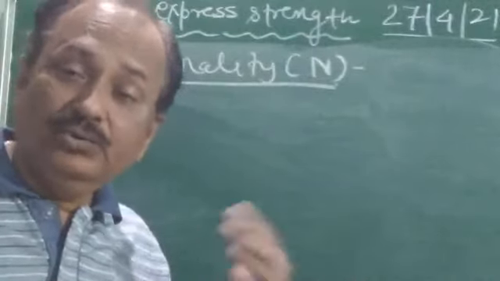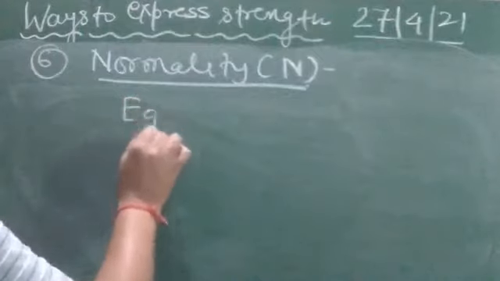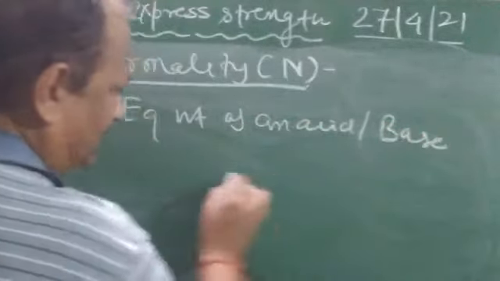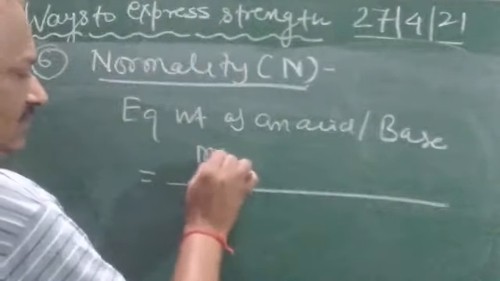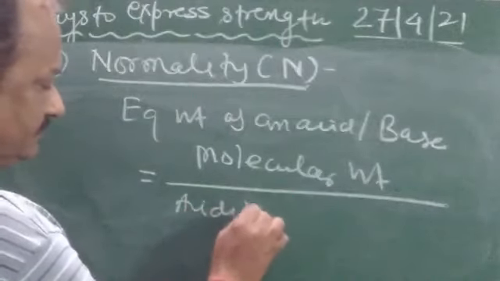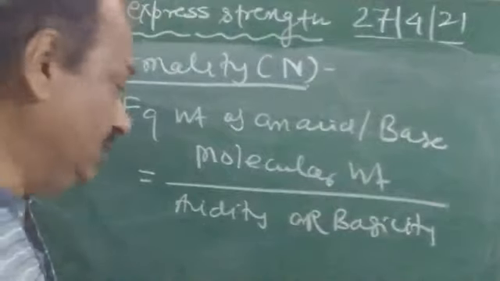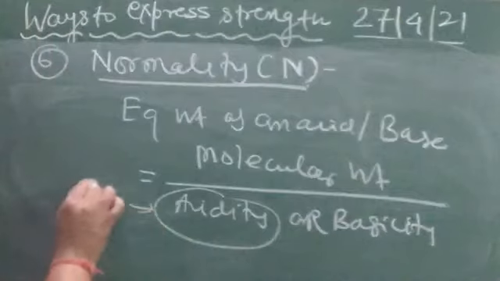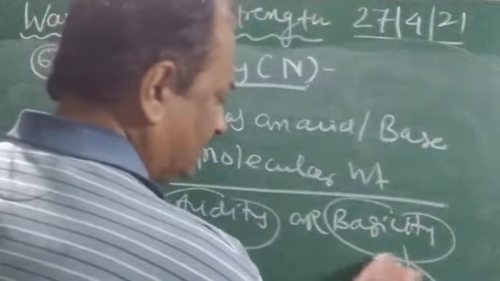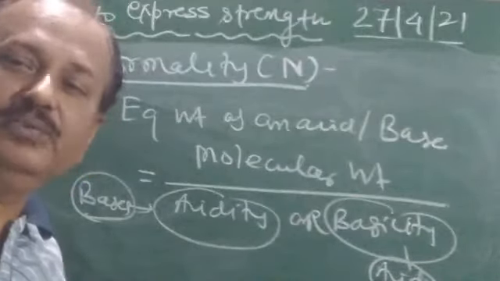So I'm going to tell how to find out the equivalent weight of any acid or base. How to find out the equivalent weight? It's very simple. Equivalent weight is the molecular weight or molar mass upon acidity or basicity. Now, you know, acidity is for the bases and basicity is for the acids. We'll see what is acidity and what is basicity.